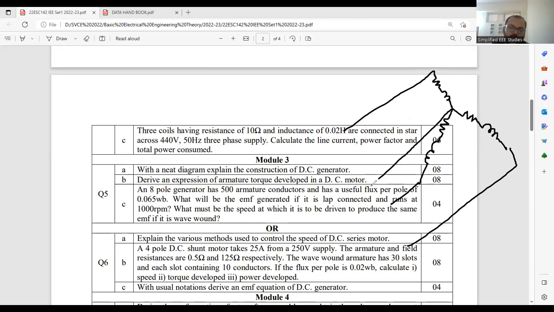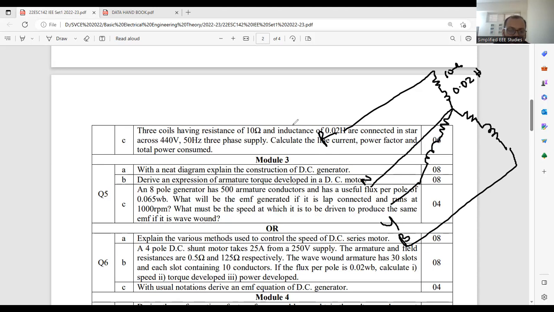Of course, this is neutral, right? Neutral. R, Y, B. Mark the value of resistance and inductance for each phase. So what is the value? 10 ohm and 0.02 Henry. Calculate the line current. Then power factor and total power consumed.